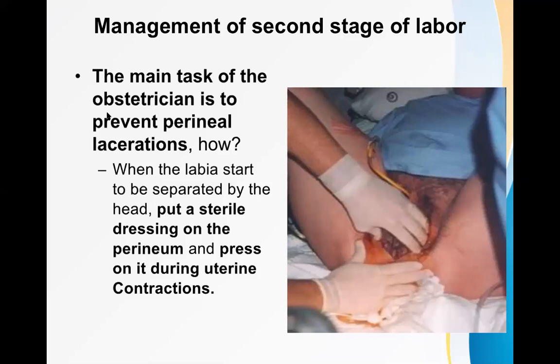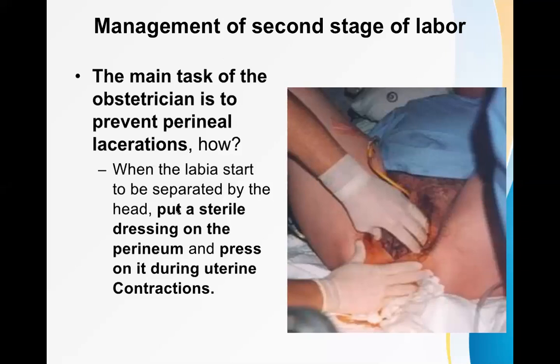Now what is happening here? The baby may come suddenly outside. The lady may be vigorously pushing. There may be effect of oxytocin also. So when the baby is descending very rapidly, during that time, the perineum may be torn, okay? The perineum may be torn. So this is known as laceration. So the main task of the obstetrician is to prevent this laceration.